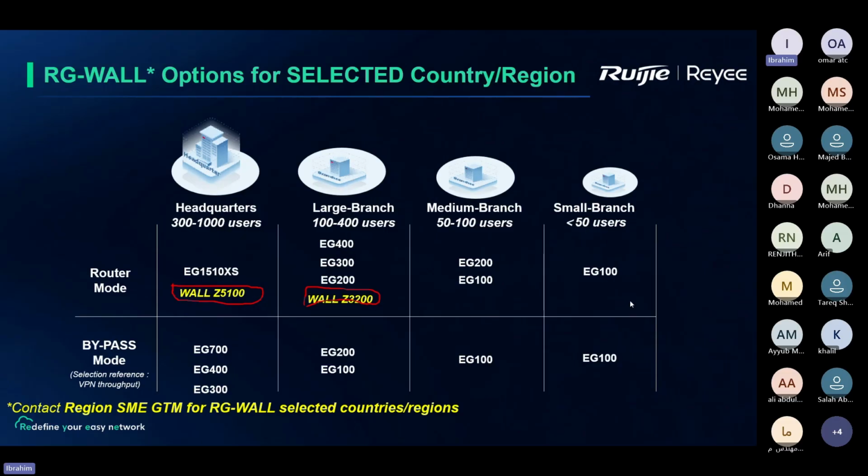Someone asked, if we connect two routers in high availability mode, how would SD-WAN work? Very good question, but our gateway doesn't support high availability right now. This feature is still under development. But for the firewall, we are supporting high availability.